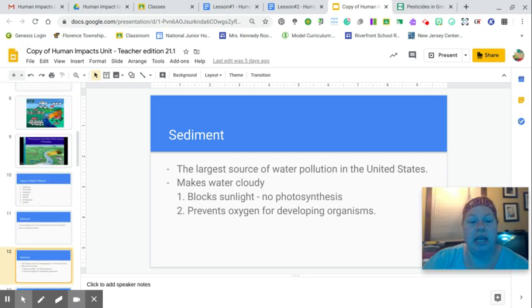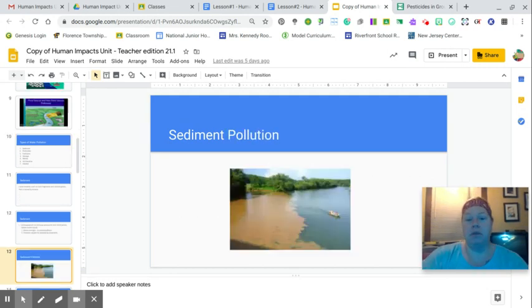In moving water, it sinks to the bottom as it flows down. So the largest source of water pollution in the United States is actually sediment. It makes the water cloudy. It blocks sunlight, which means no photosynthesis is occurring, and it prevents oxygen for developing organisms because they can't reach the sunlight. Do they have anything else? So here's a picture of sediment pollution, and you're basically seeing where a river is letting into another area or tributaries running out. And you can see it's such a different color because it's filled with sediments.